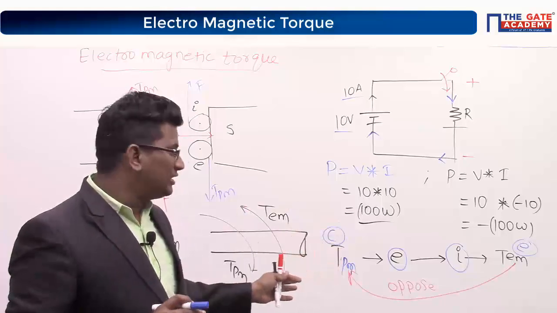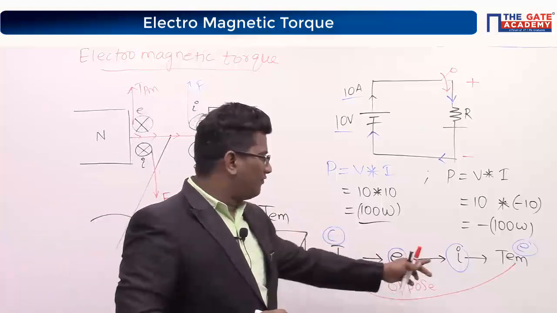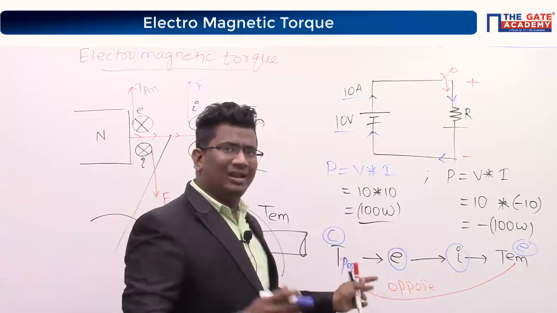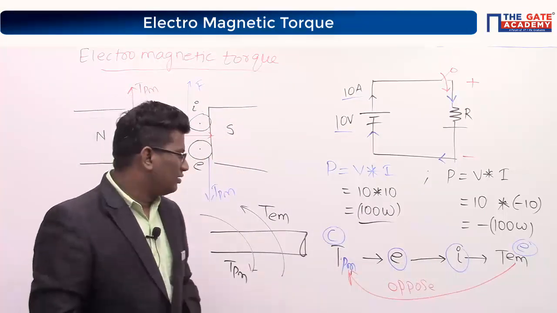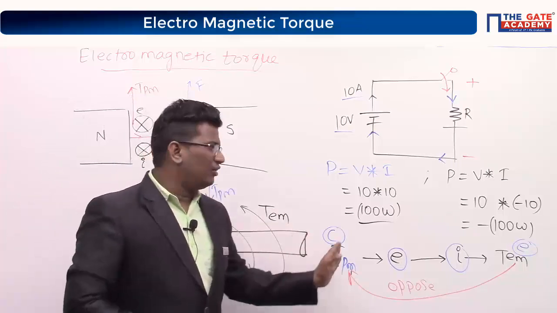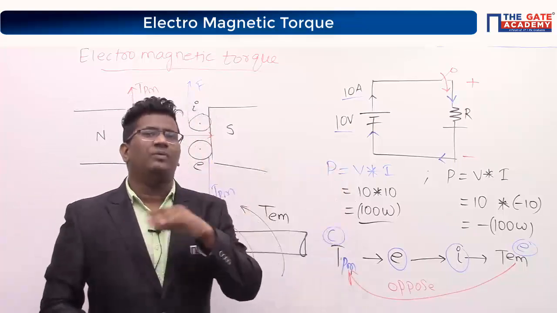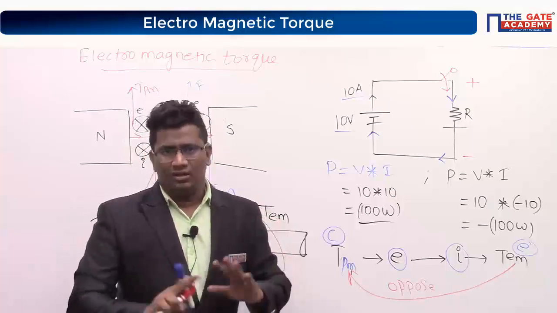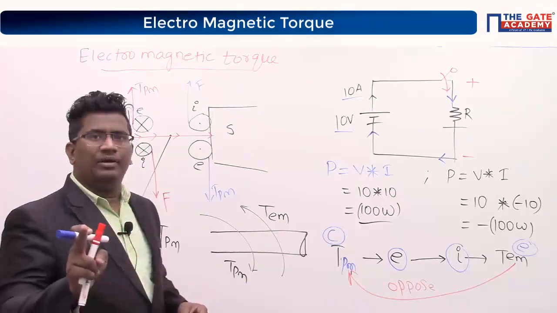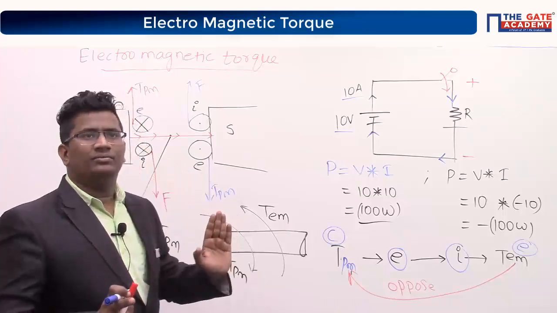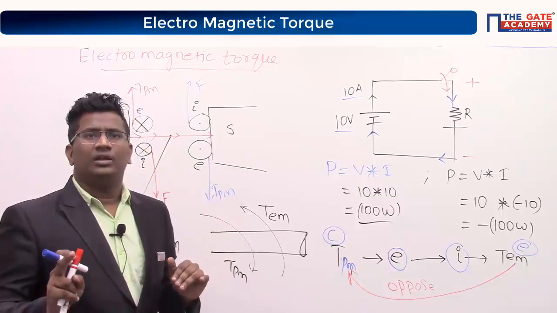Electromagnetic torque is opposing the prime mover torque. Effect will always oppose the cause. Lenz's law should be satisfied everywhere. Whenever Lenz's law is satisfied, only then will the cause produce the effect. If there is no Lenz's law, there is no effect and cause. I hope this is clear, everybody. Any doubts?